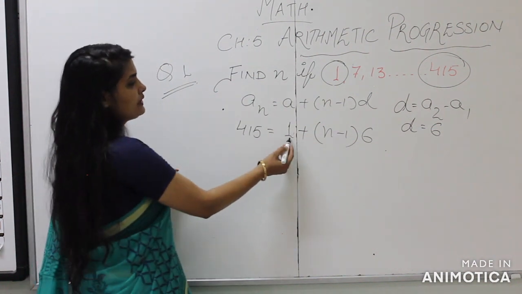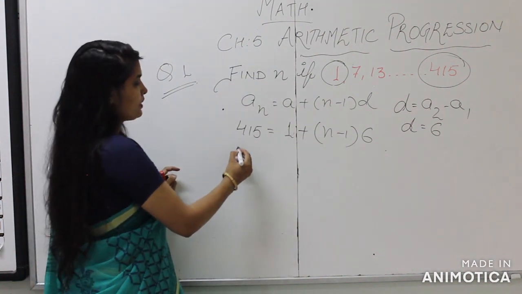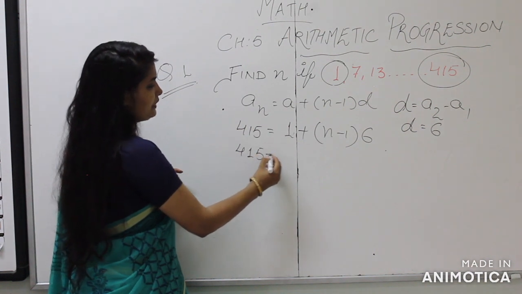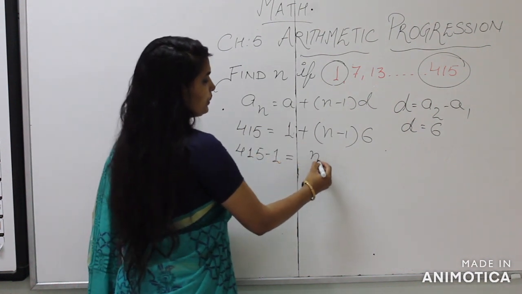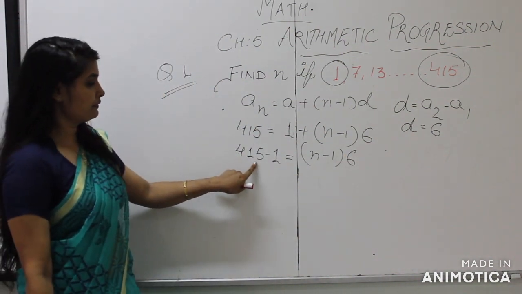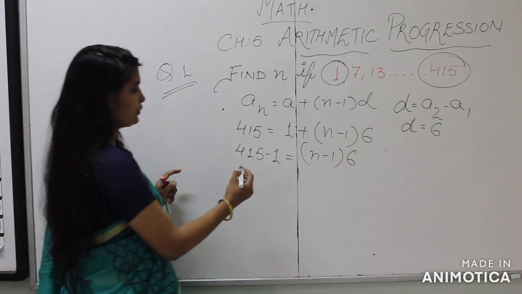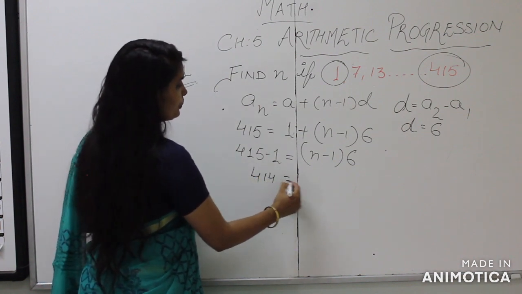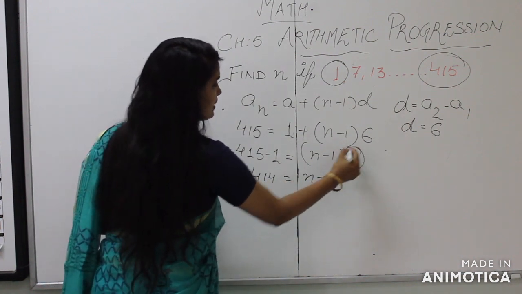First of all, what we'll do? We'll shift this 1 to this side. So it will be 415 minus 1 equal to (n minus 1) multiplied by 6. 415 minus 1 is what? 414. 414 equal to (n minus 1) times 6. We can shift this 6 downside.